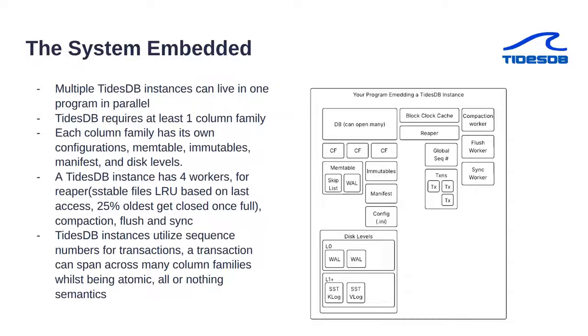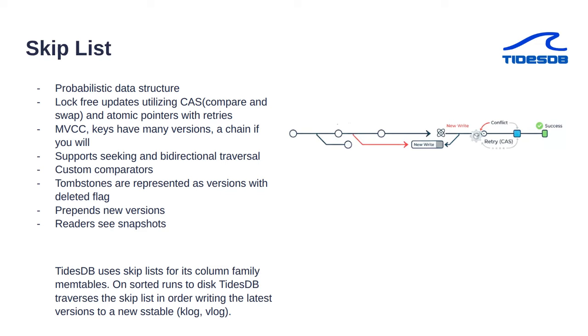The sync worker is a background thread that, if you configure a column family to use sync by interval, will essentially every n milliseconds synchronize the column families that are configured for sync interval, right? So syncing mainly the write ahead logs for the column families. We'll get into that a little bit more, but yeah.